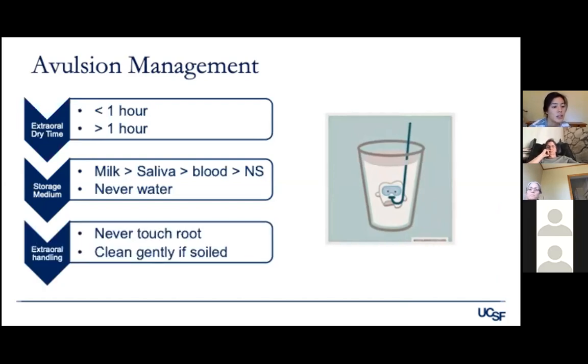And then it's important to handle the tooth correctly. So you never want to touch the root. The root has all of those cells on it, so touching it can infect them or it can wipe them away. And then knowing the mechanism of injury is important, because we want to implant a clean tooth. We don't want it to be soiled.